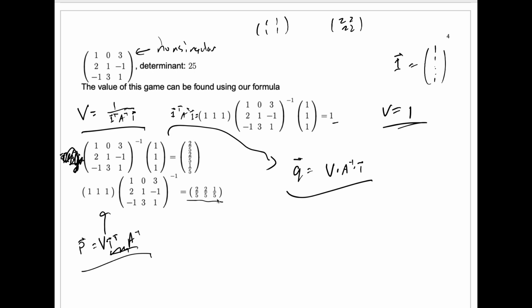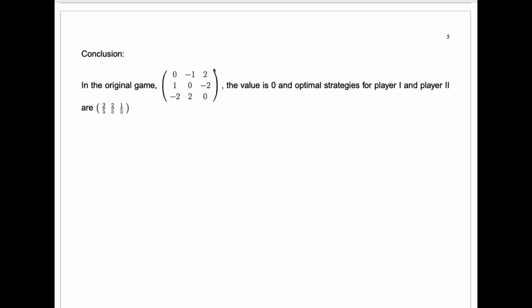What does that tell us about our original symmetric game? Our original symmetric game, we subtract 1 there, we have value 0, and optimal strategies are exactly the same, because adding 1 to each entry shouldn't change those optimal strategies. You have the same optimal strategies for both players, and it's that vector 2/5, 2/5, 1/5.